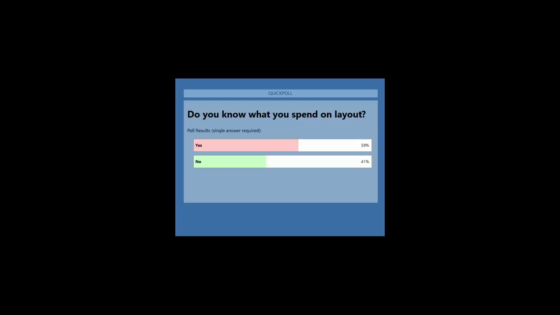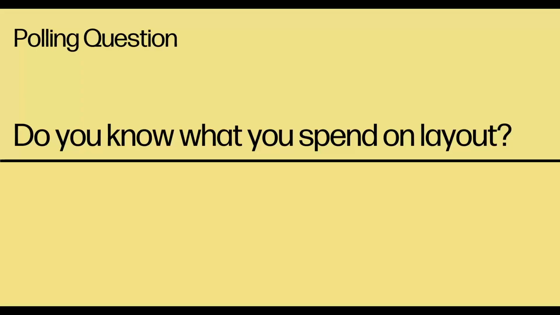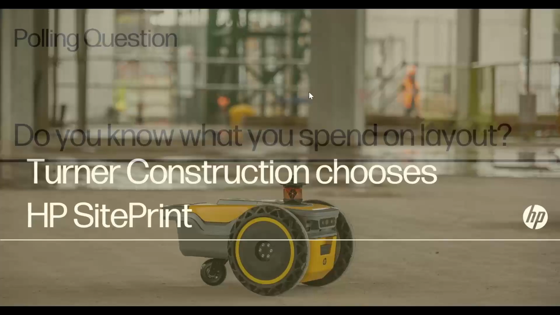I would say in practice, because that's what I do for a living, is meet with contractors and help contractors. Usually in practice, it's about 80% don't know what they spend on layout. And that's just primarily for the reasons I stated before. They've got existing staff who normally do other tasks doing it.